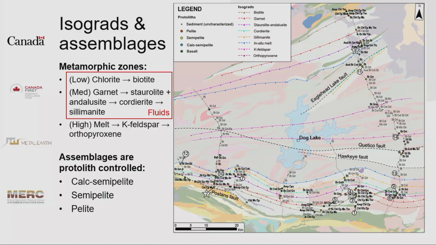Okay, so in the Quetico, we have chlorite through biotite, garnet, staurolite, andalusite, cordierite, sillimanite, all the way up to orthopyroxene zones. This map shows the distribution of the isograds in the Dog Lake area. One important thing is that we have quite a bit of variability in the protoliths. I've characterized three types of protoliths based on calcium and potassium content in these rocks, so we have quite a few different mineral assemblages, as you can see on that map.